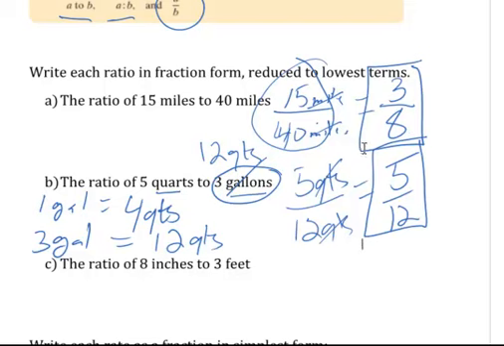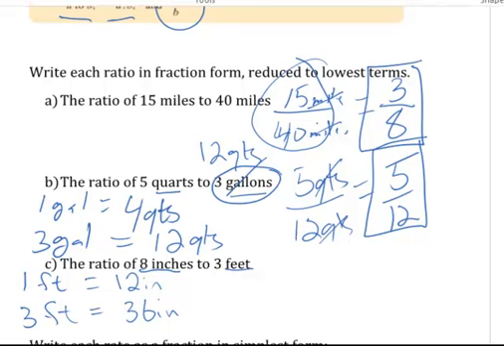Now, the next part here says, let's write the ratio of 8 inches to 3 feet. Again, first thing I notice, my units don't match up. But I know that 1 foot is the same thing as 12 inches. So then it makes sense to say, well then 3 feet would have to be 36 inches. So again, I'm going to get a different color pen here. Instead of me thinking about it as 3 feet, I'm going to think about that as 36 inches.